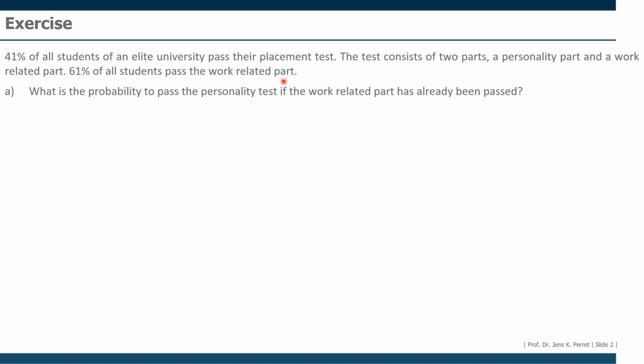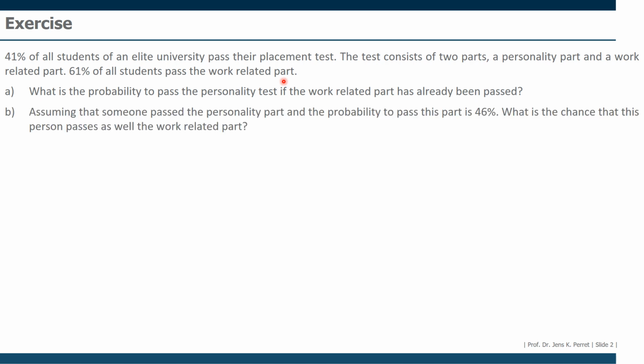First off, what is the probability to pass the personality test if the work-related part has already been passed? Assuming that someone passed the personality part, and the probability to pass this part is 46%, what is the chance that this person passes the work-related part as well? And finally, what is the probability that someone passes at least one of the two parts, or both of them? Well, let's work through the three parts step by step.